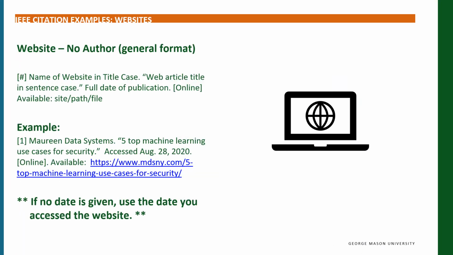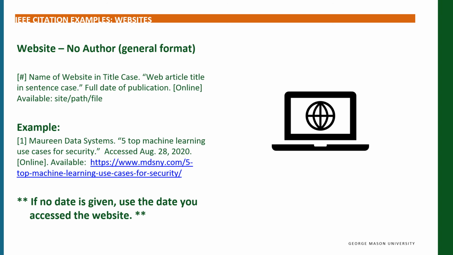The style used for citing websites is similar to the APA style for websites. This slide shows the general format and an example citation for a website when no author is given. The term sentence case means that the capitalization of the words is done the same way it is done for a sentence. For example, only the first word is capitalized unless there is a proper noun in the title.